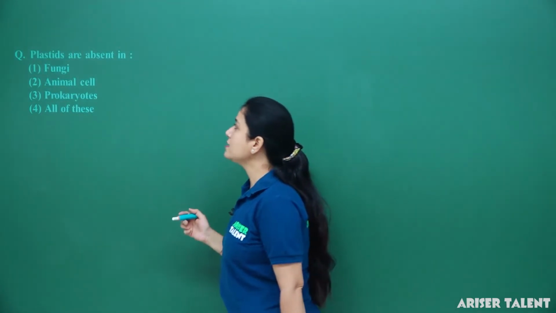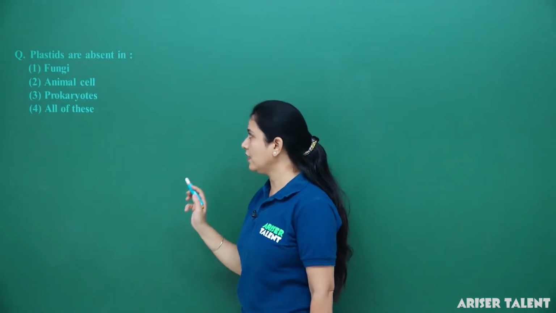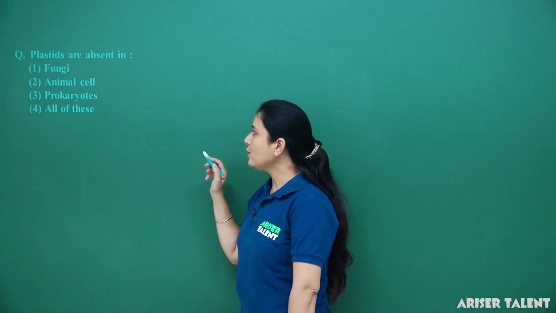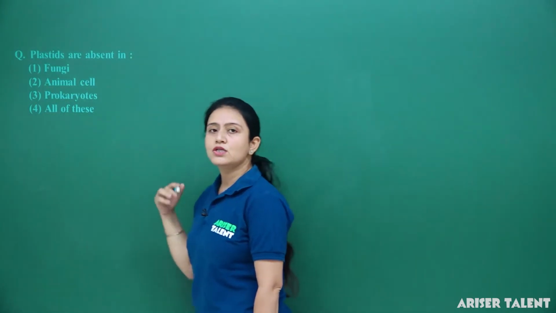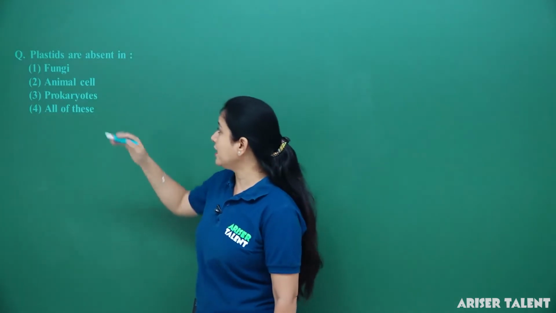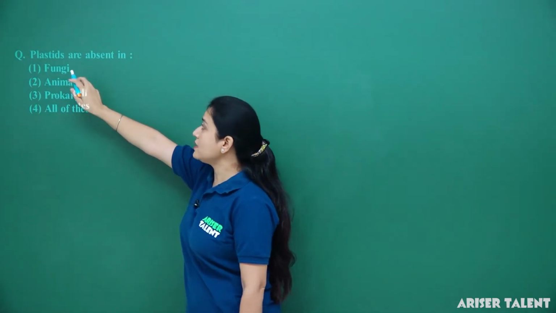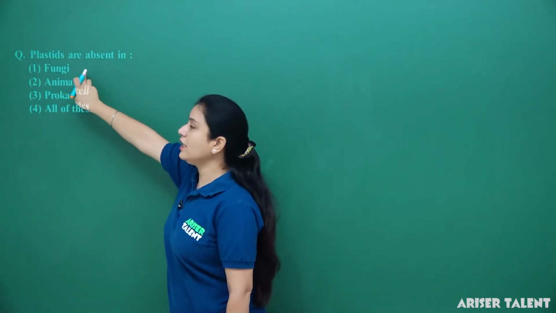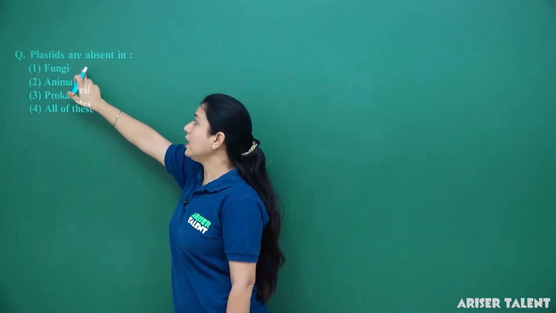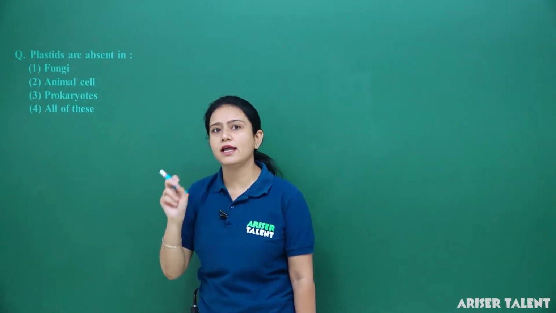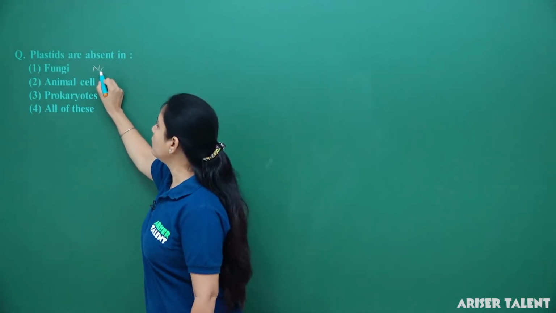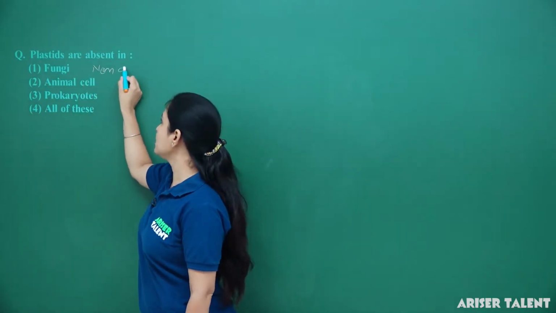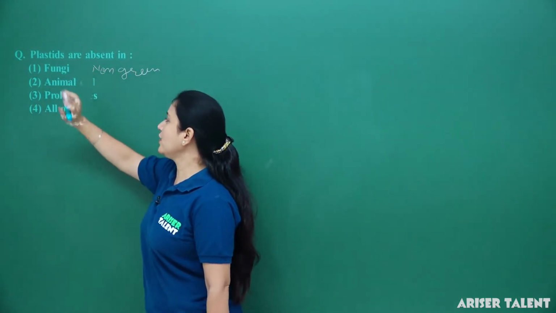Next is, plastids are absent in fungi, animal cell, prokaryotes, all of these. So here we will go with the options once again. Fungi, yes, plastids are absent in fungi because first of all, even though they are eukaryotic, they are non-green. The point is they are non-green. So why are they non-green? Because plastids are absent. Okay.